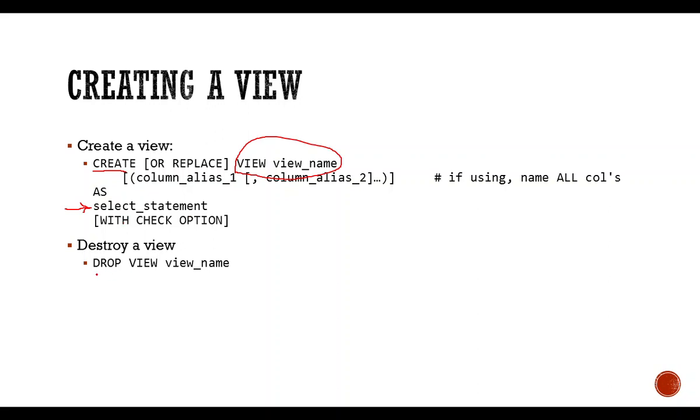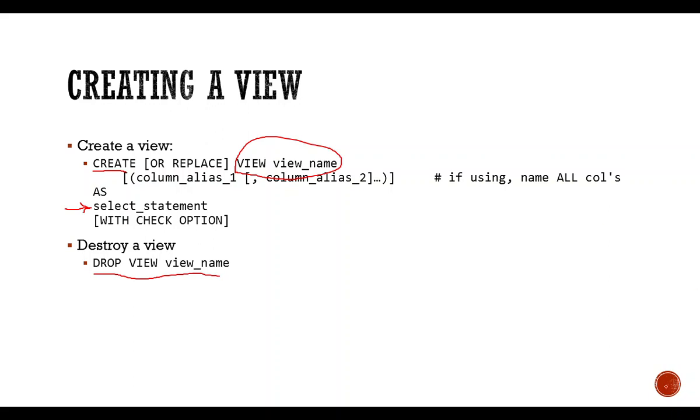You can also destroy them with the same syntax that you would expect given how other database objects are manipulated. So drop view and then give it a name, just like drop database, drop table, right? All of these things work pretty much the same way when you have a named object in a database. So creating a view is pretty simple.